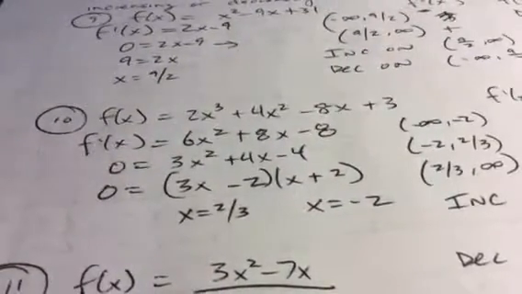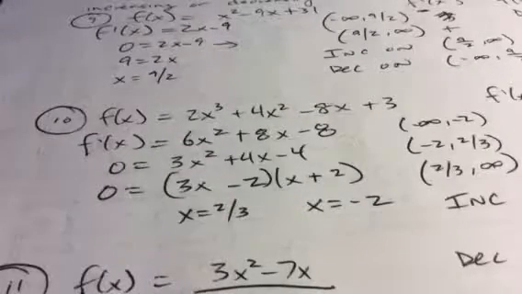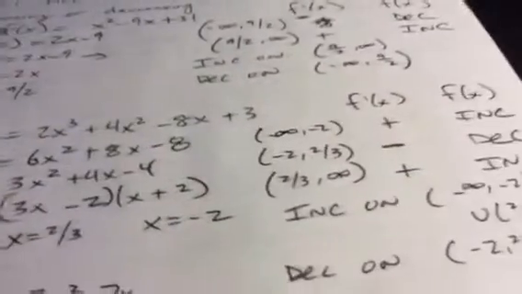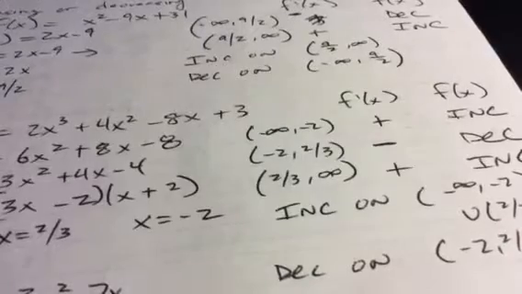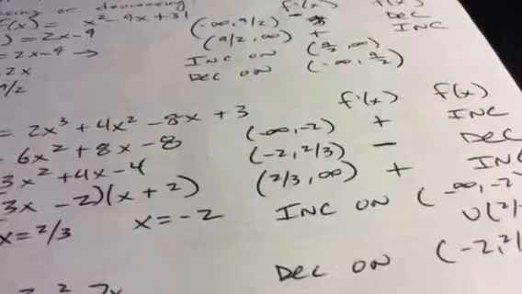Find the derivative. I divided everything by 2. Then it does factor pretty nicely, by grouping there, or just regular factoring, sorry. 2/3 and negative 2 are your two critical values. So I have 3 intervals: negative infinity to negative 2, negative 2 to 2/3, and 2/3 to infinity.